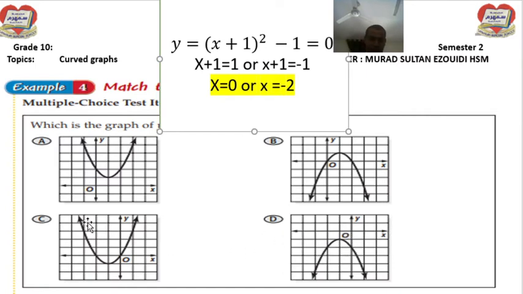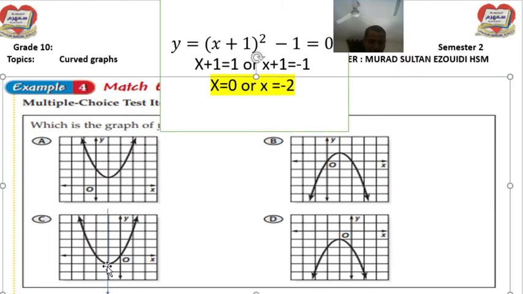But look here, this one is like a valley, it opens upwards, and this one has x equal minus 1 as the axis of symmetry. I will label it here so you can see it. This is the axis of symmetry, x equal negative 1. And this point has a minimum at what? At negative 1, minus 1, correct? So this one best fits your equation.